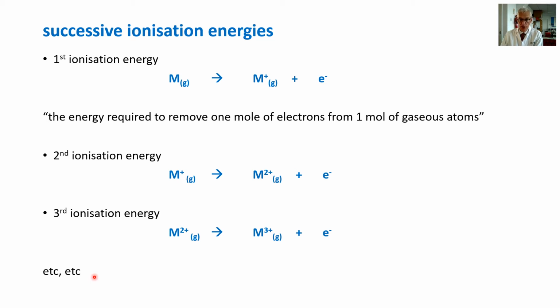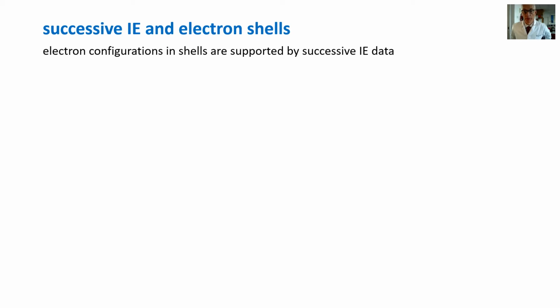So ionization energies continue up to the number of electrons within an atom. So for sodium, atomic number 11, sodium has 11 ionization energies, the first, the second, the third, up to the 11th, and so on for the other elements and however many electrons they have. So successive ionization energy values are a main piece of evidence for the electron configurations in shells that you've been using since you started chemistry at pre-A level, GCSE.